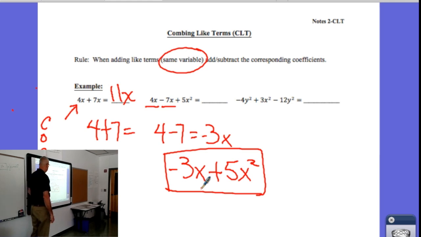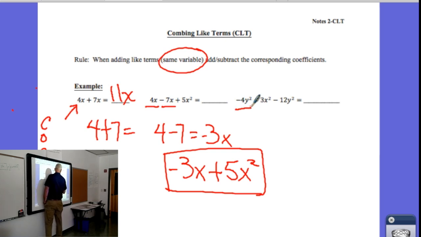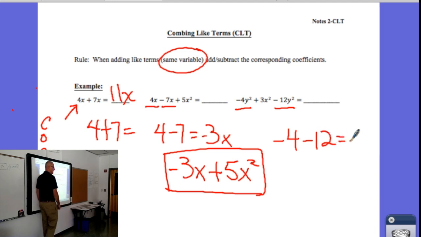Good. Next one. How many terms? 3. And they are? 3x squared, negative 4y squared, negative 12y squared. Which ones can I combine? Negative 4y squared and negative 12y squared. So I have negative 4 minus 12. That is equal to?